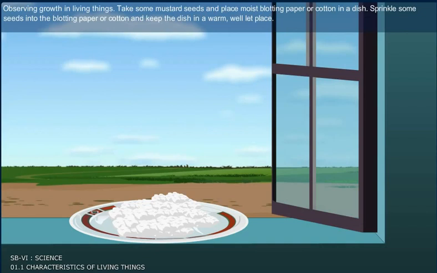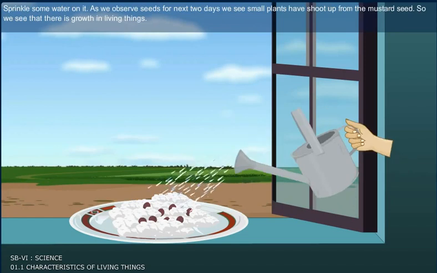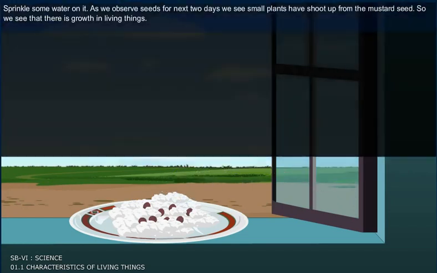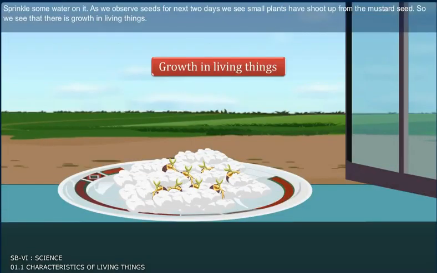Activity. Observing growth in living things. Take some mustard seeds and place moist blotting paper or cotton in a dish. Sprinkle some seeds onto the blotting paper or cotton and keep the dish in a warm, well-lit place. Sprinkle some water on it. As we observe the seeds for the next 2 days, we see small plants have shot up from the mustard seeds. So, we see that there is growth in living things.